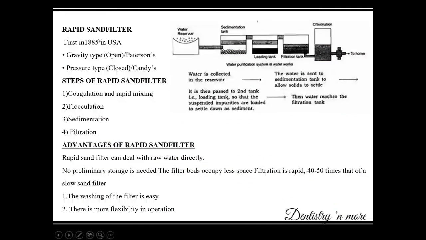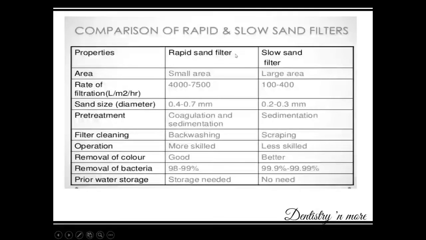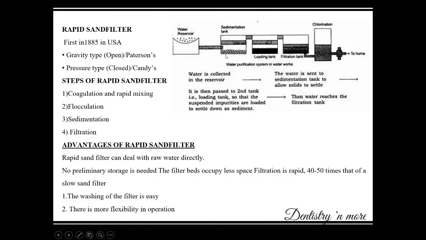Rapid sand filters actually started in the USA. They have two types: gravity, that is Paterson, and pressure type. These are the steps of rapid sand. First is coagulation. The alum is added, so the impurities are coagulated and sedimented. In the sedimentation tank, we remove the sedimented, coagulated impurities from the bottom. After that, the water is sent to the filtration tank, where the filter bed is present, and the water is filtered through it. Then we add chlorine and send it out of the water purification plant to the homes for consumption.